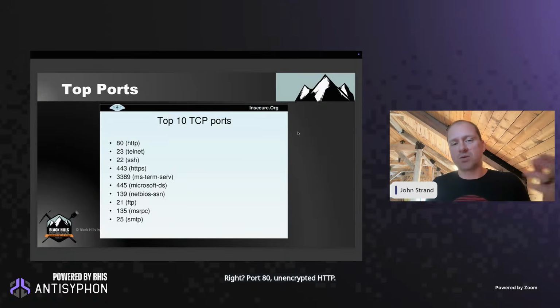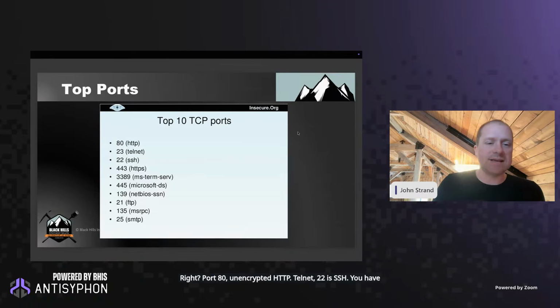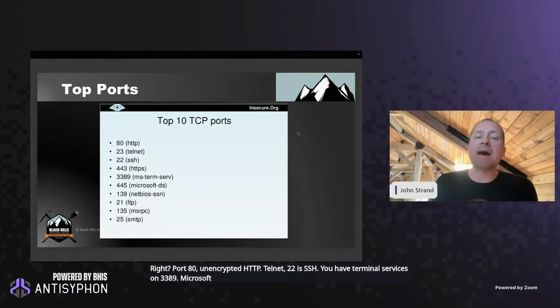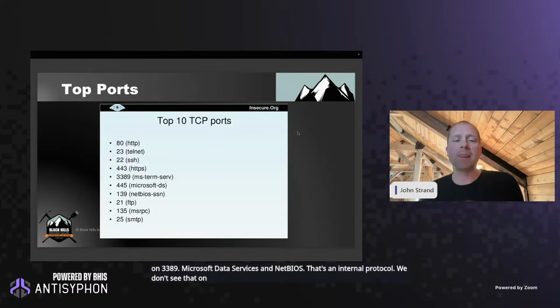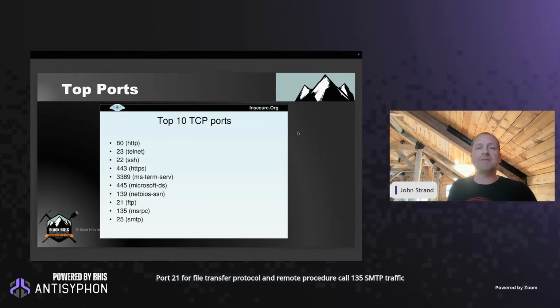23 is Telnet, 22 is SSH, 443. You have terminal services on 3389. Microsoft Data Services and NetBIOS, that's an internal protocol. We don't see that on the internet all that often. Port 21 for file transfer protocol and remote procedure call 135. SMTP traffic is on port 25.